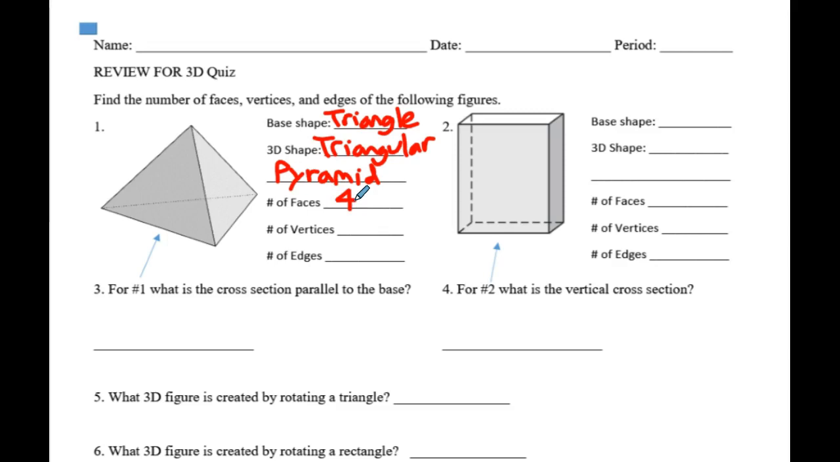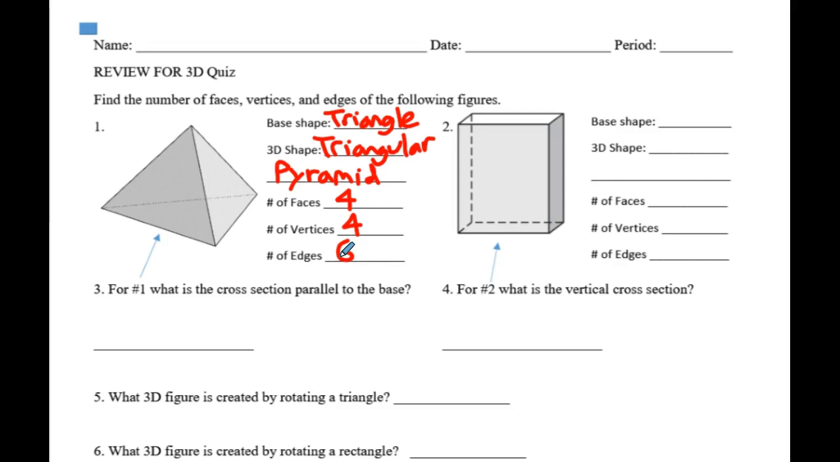Number of vertices. Again, where are the corners? 3 on the bottom, 1 on the top. That's 4 again. And then edges, you got 3 coming down, 3 on the bottom. That's 6. You can count each of those edges.